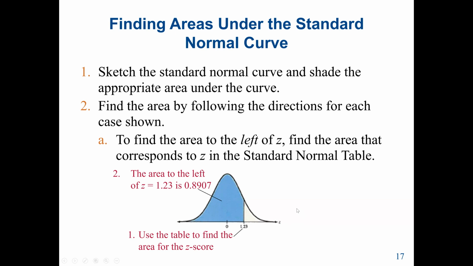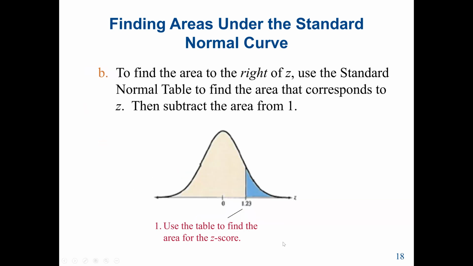Sometimes we may subtract from one or do something else. So for example, if I'm looking for my right side, it means if I know the area from the left to 1.23, I will subtract that value of the area from 1, and that will give me the area of the white side. So for example, from the table, the area to the left of z 1.23 gives us 0.8907, this area. So if I'm looking for the white area, then it will be 1 minus 0.8907. Because remember, the total area for the normal curve is 1. So that's how we use the table to find the area for the z-score.